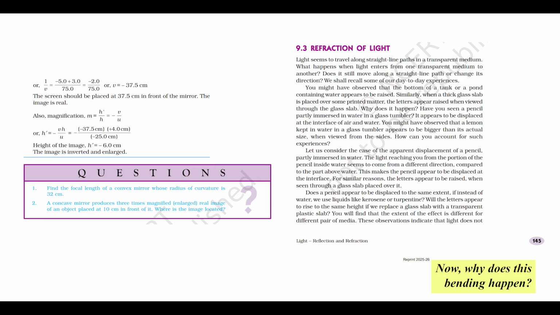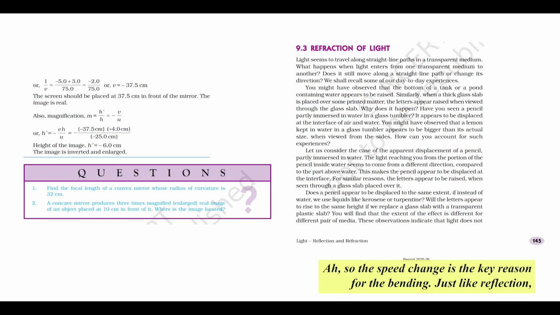Now, why does this bending happen? What's the underlying cause? Refraction occurs because the speed of light changes as it enters a different transparent medium. Light travels at different speeds in different materials. This change in speed forces the change in direction unless it enters exactly along the normal, perpendicularly. Ah, so the speed change is the key reason for the bending.